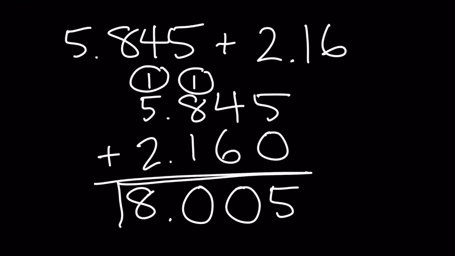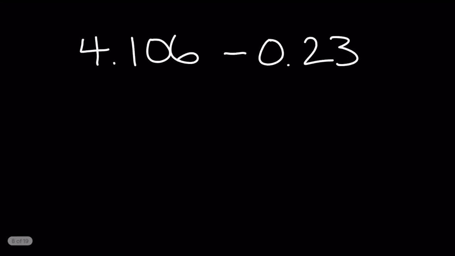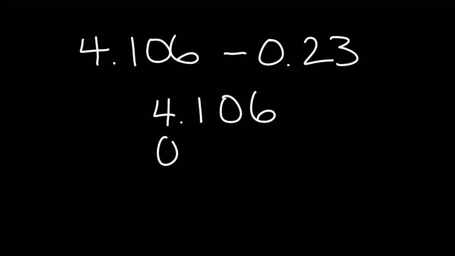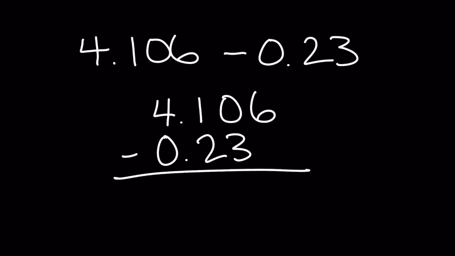So the answer is 8.005. Now let's talk about subtraction. Subtraction is pretty similar, where the first step is still to line up the decimal places, and the next step is basically just to subtract each digit going from right to left.